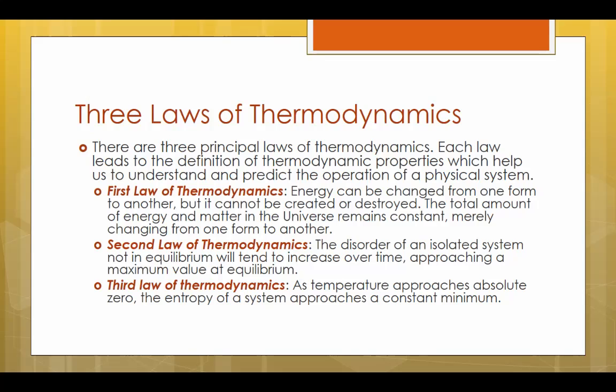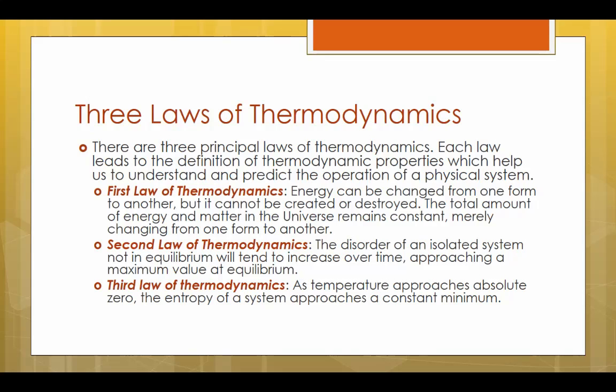Which leads us to the third law of thermodynamics. As temperature approaches absolute zero, remember absolute zero is where there's no net internal random movement in terms of the kinetic molecular theory, then the entropy of a system approaches a constant minimum. Okay, so the disorder or disorganization, because everything is going to become more uniform.